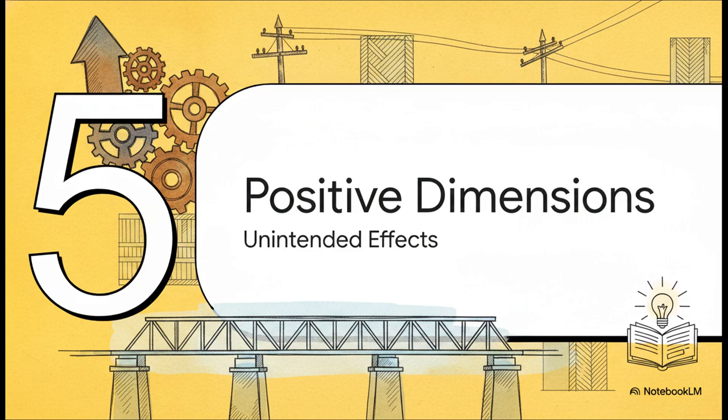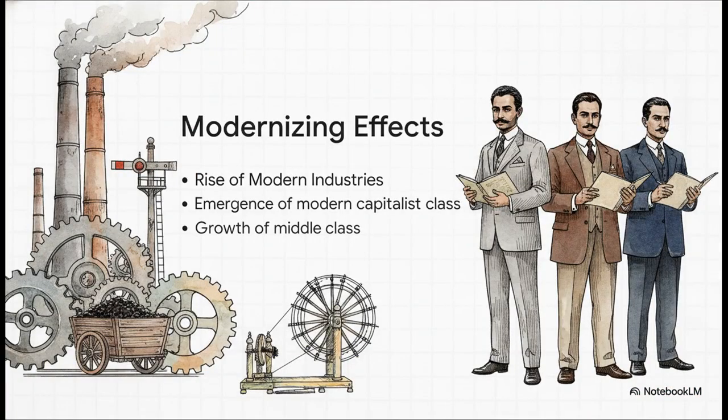And that brings us to our final part, Section 5, unintended positive dimensions. So, despite this massive wealth drain we've been talking about, the infrastructure that was laid down did actually lead to some largely unintended modernizing effects. We see the rise of modern industries like cotton, jute, sugar, steel, and coal. Concurrently, a modern Indian capitalist class emerged. The notes specify that this new capitalist class would go on to play a highly significant role in the industrialization of India, and notably, they later contributed greatly to the Gandhian movement.